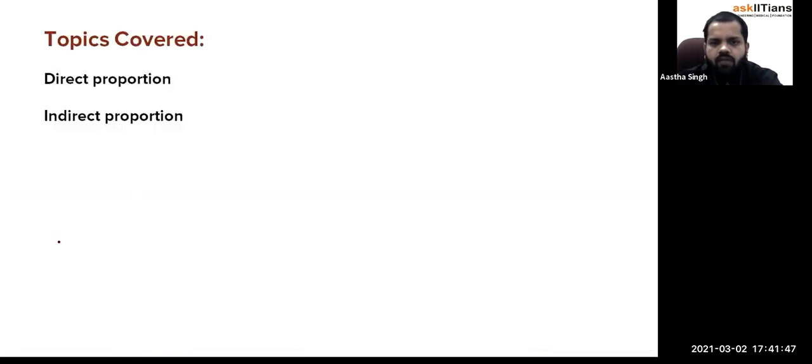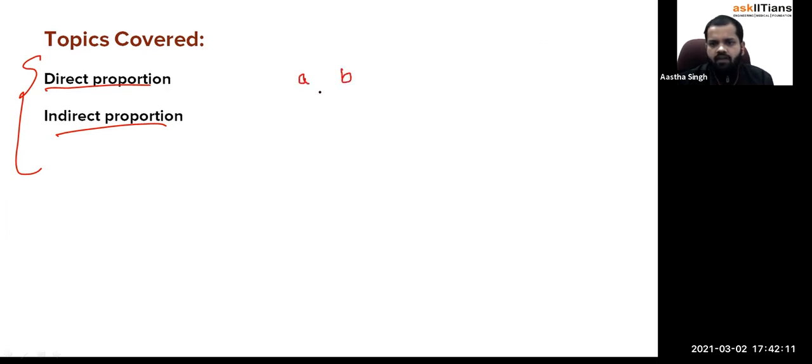So yeah, today we'll cover the topic direct proportion and indirect proportion. Let me just tell you what direct proportion means. Direct proportion means, if one quantity is directly proportional to another quantity, it means this is the sign of direct proportion.